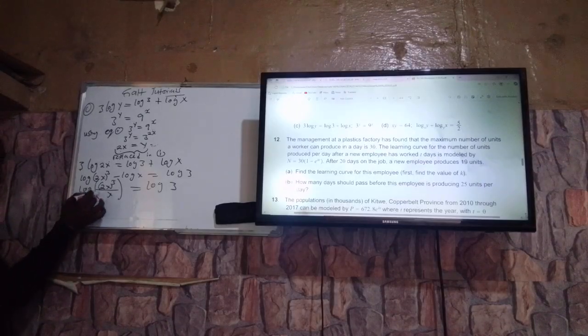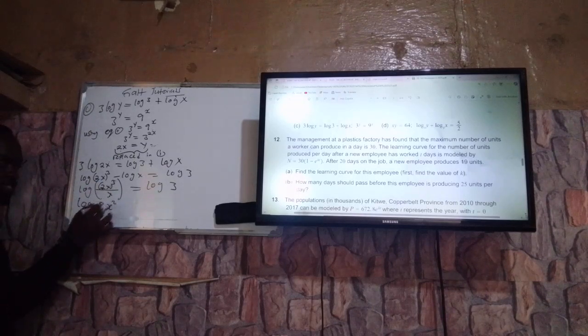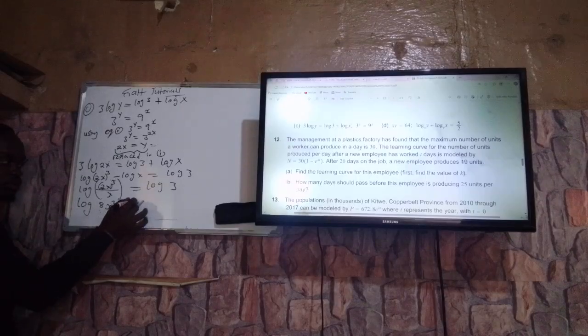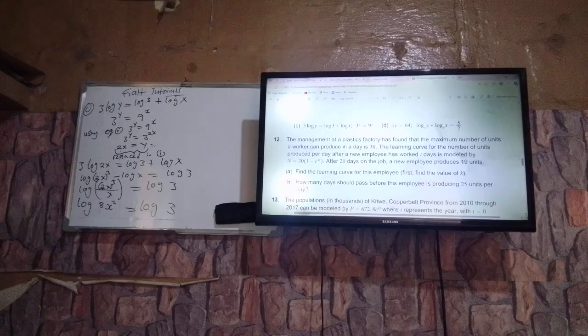I'm sure in the input here we're supposed to have something like log. This power 3 is for the 2 and the x. So we're going to have 8, because 2 power 3 is 8. X power 3 over x cancels to give us x squared for this one. Should be equal to the log of 3. We are okay? Yeah, so from there now, it is up to you.